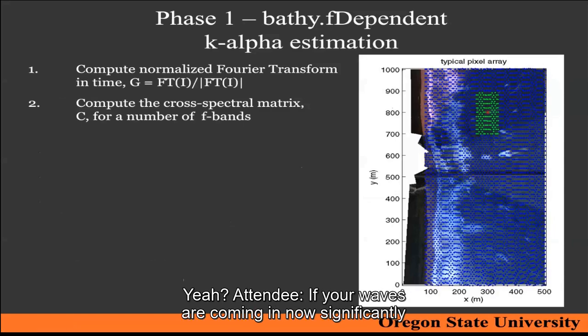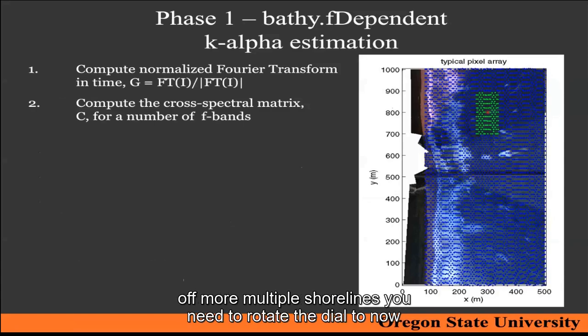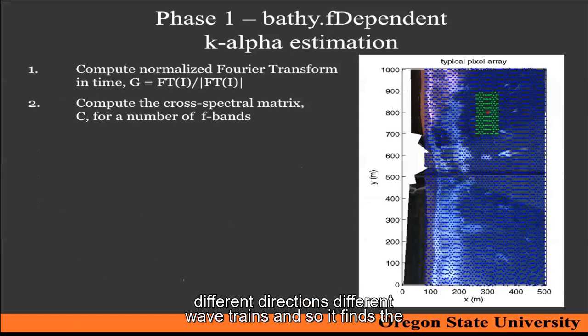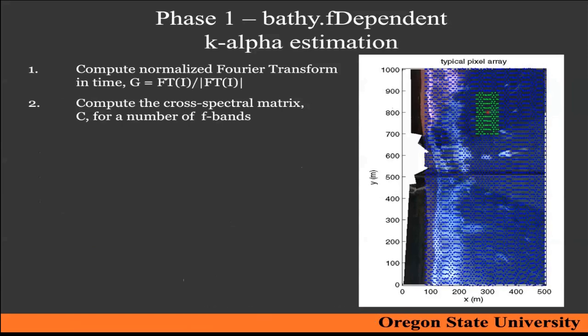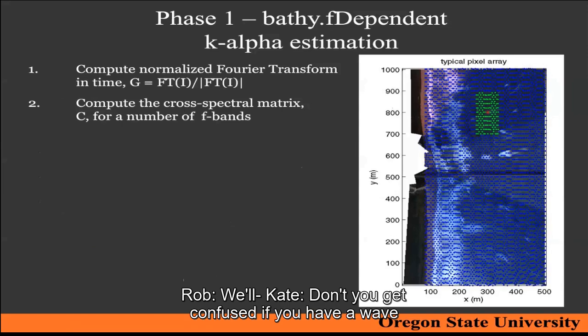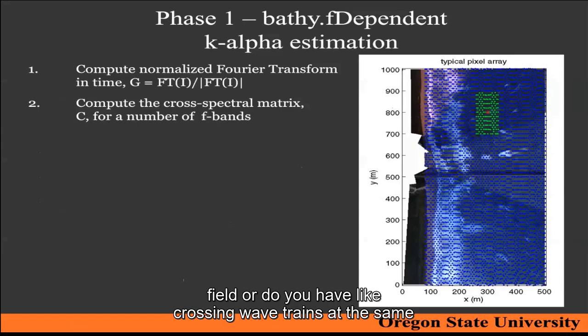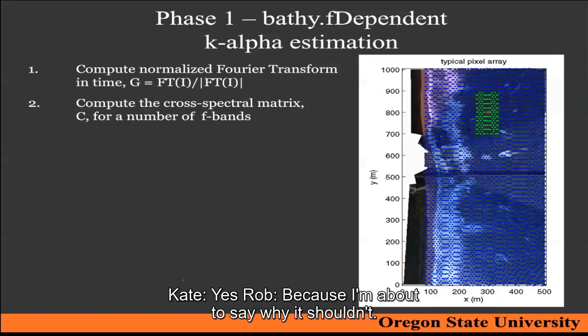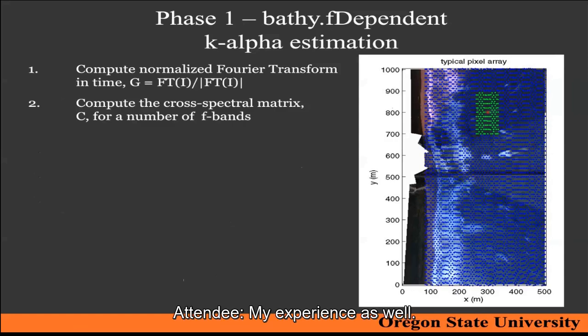If your waves are coming in significantly off normal to the shoreline, do you need to rotate the grid? No, they're always going to be coming from different directions, different wave trains. And so it finds the best angle for each estimate. It will get confused if you have a wave field where you have crossing wave trains at the same frequency. Is that an observation? Because I'm about to say why it shouldn't. Okay. My experience is it will.